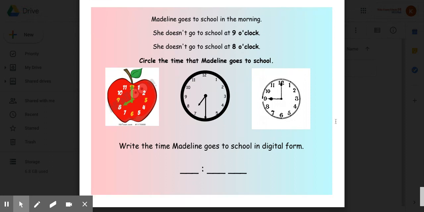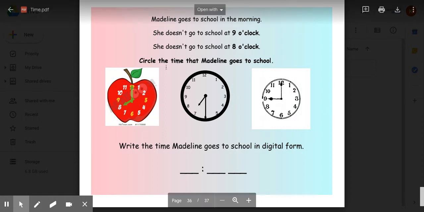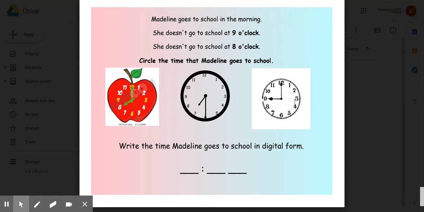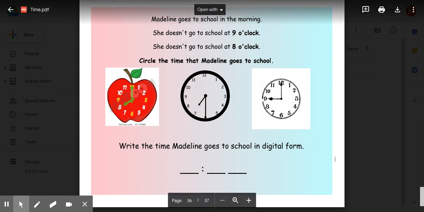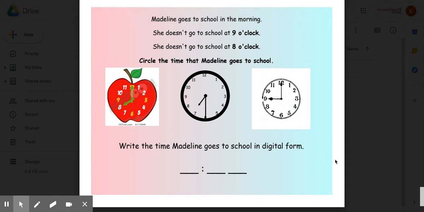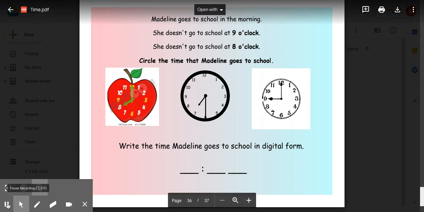All right, now I want you to do this one all on your own. I'm going to read it to you, and then I want you to pause the video, figure out the time that each clock shows, and then solve the problem on your own. Madeline goes to school in the morning. She doesn't go to school at 9 o'clock. She doesn't go to school at 8 o'clock. Circle the time that Madeline does go to school, and then write the time in digital form. So what I want you to do is pause the video. I want you to figure out what time each clock shows, and then circle the time that she does go to school. Ready? Pause.